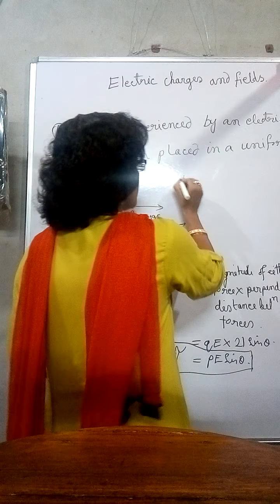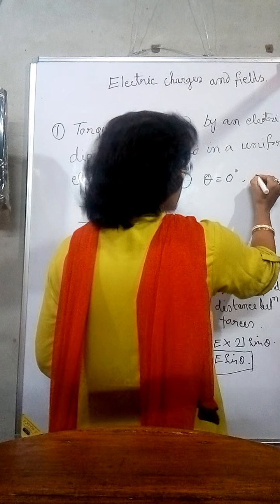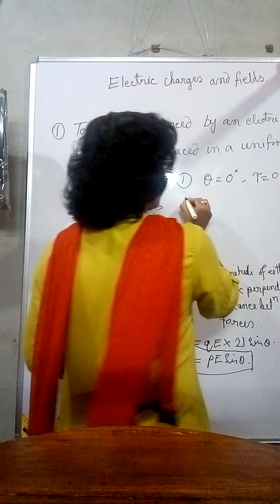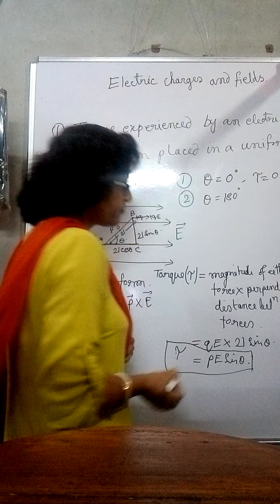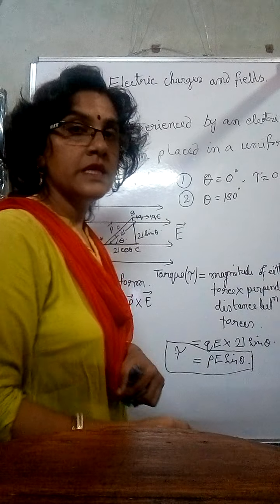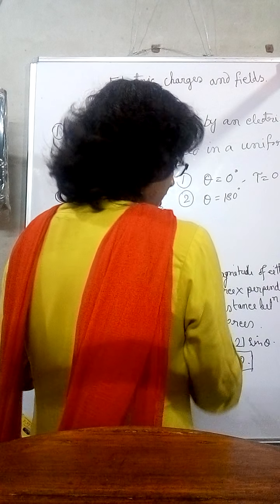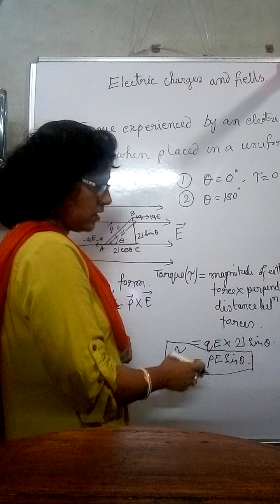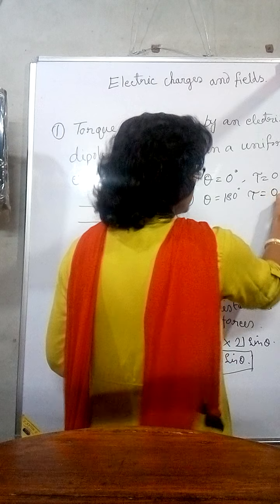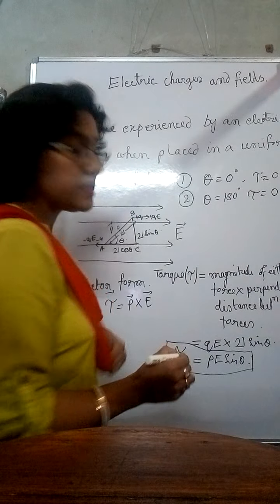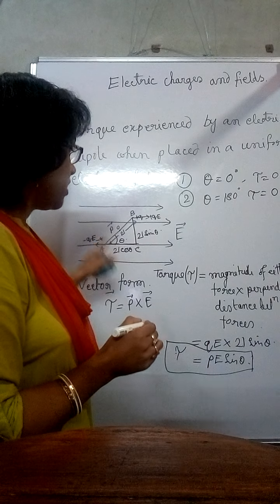When theta is equal to 0 degree, then tau is equal to 0. Second, when theta is equal to 180 degree, that is, when the dipole moment is anti-parallel to the electric field, then also tau is equal to 0. That is, no torque acts on the electric dipole. In this condition the dipole will be in equilibrium.